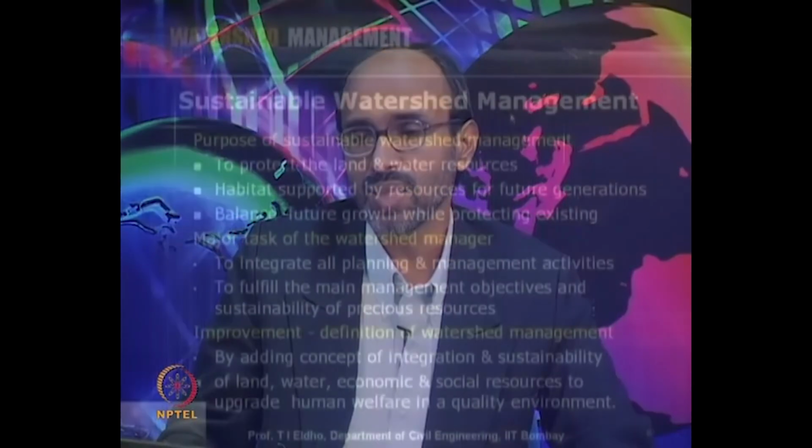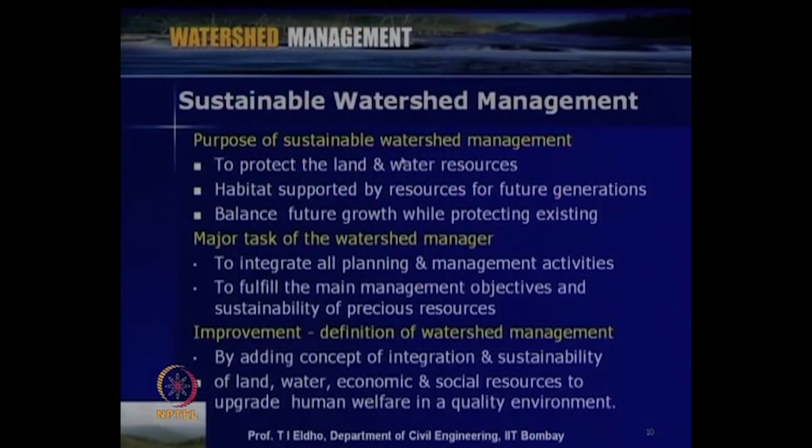Now, when we consider sustainable watershed management, the purpose is to protect the land and water resources. As I mentioned, the various resources within the watershed, and the habitat within the watershed supported by resources, are to be protected for future generations, and to balance the future growth while protecting the existing. So, these are some of the purposes of sustainable watershed management.